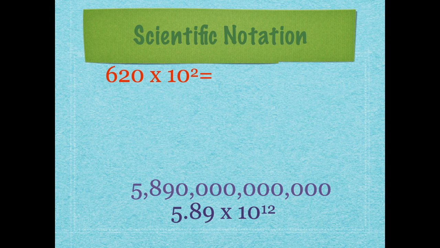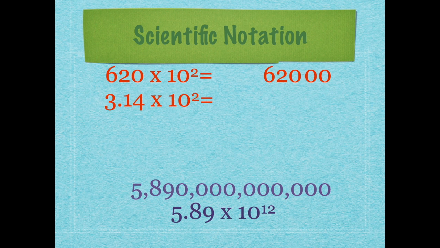620 times 10 to the second power. I'd have 620 because that's the same digits. But now, how many zeros do I add? In this case, 2. 10 to the second power means I add two zeros. Let's try another one.